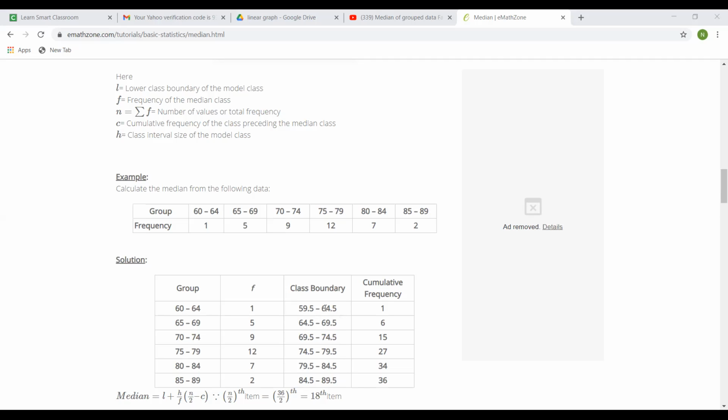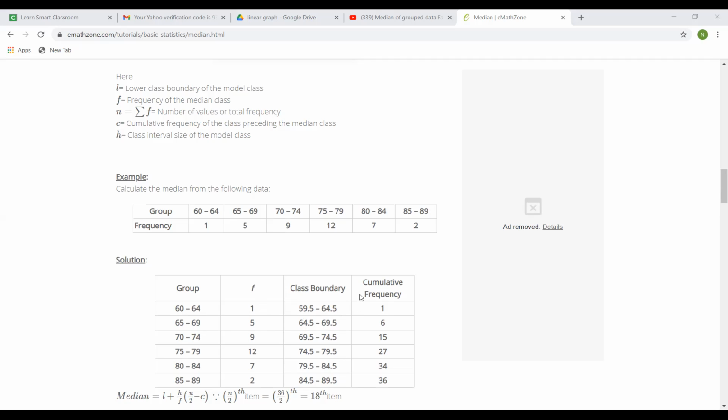So this is the new column which we need for calculating the median of the grouped data, and the second one we are going to add here is the cumulative frequency column. Cumulative frequency you have drawn in the previous classes.